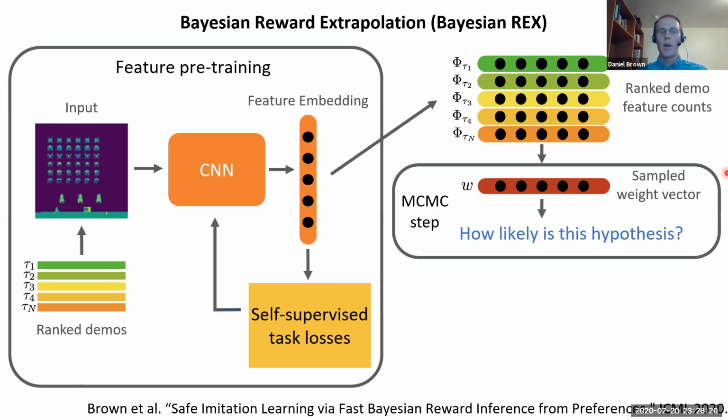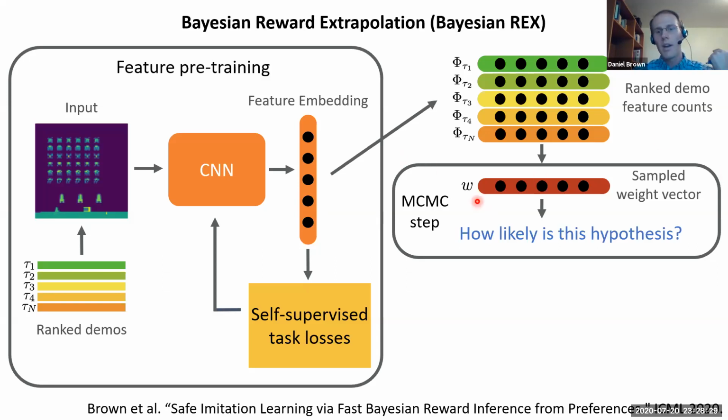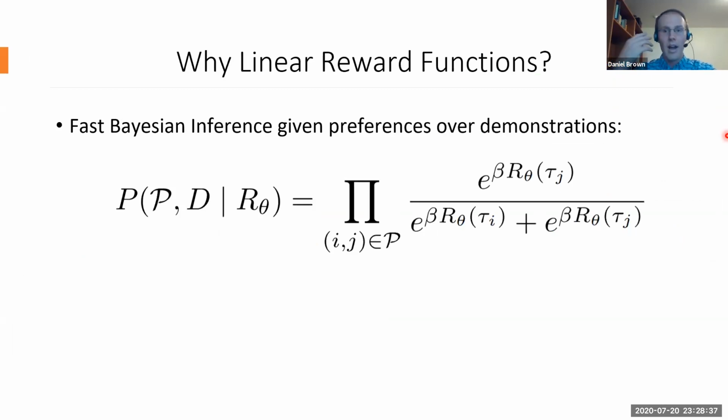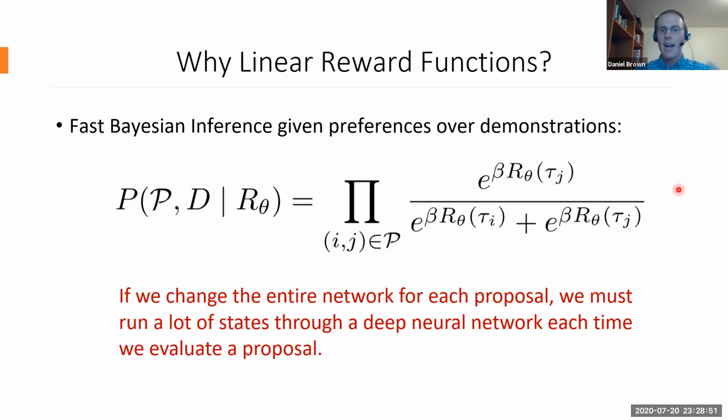So now the idea is we want to run Bayesian inference. We're going to be running a sampling-based method, MCMC, where we take a sampled weight vector and calculate how likely this hypothesis is given our preferences over demonstrations. One way we could do this is for our sampled hypotheses to be an entire reward function, where we tweak all of the weights in the neural network, and then use a standard Bradley-Terry ranking loss, like what we did for TREX and DREX. However, if we change the entire network, every time we evaluate a hypothesis network, we have to run possibly really long trajectories through a really large network.